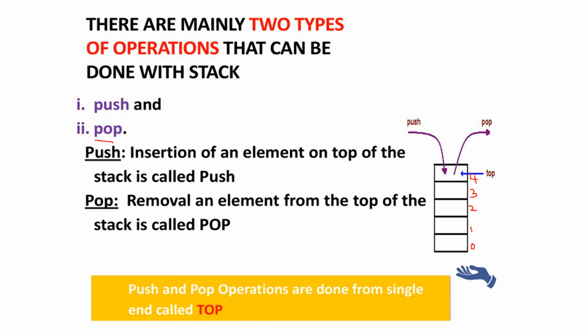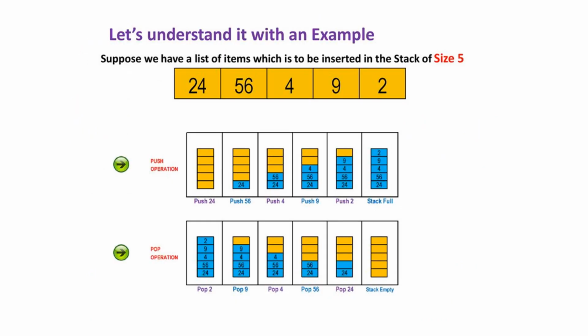Now there are two operations, push and pop. The push operation is for inserting and the pop operation is for deleting elements. Both push and pop operations are done at the same end, only one end. Now let's go with this example. There are 5 elements that we need to insert one by one. Let us assume the stack size is 5.